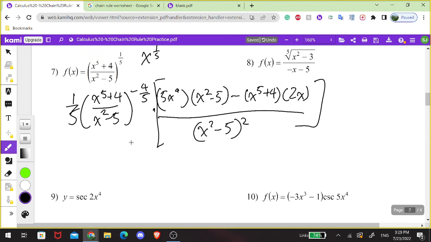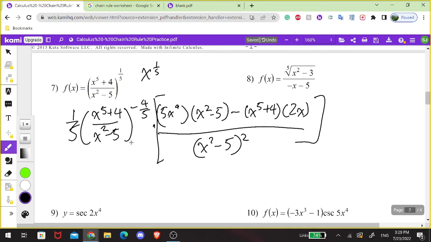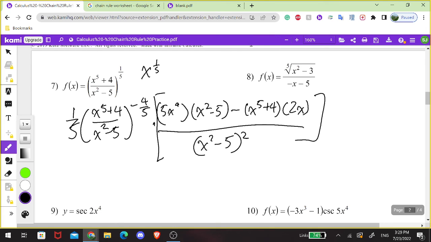Alright, number 8. This time we are using quotient rule. This giant thing is going to be a quotient rule, so we take the derivative of the top. The top is x squared minus 3 to the 1/5 power, so we pull the 1/5 down and it becomes negative 4/5. That's the derivative of the top times, oh, we forgot the chain rule. We took the derivative of the outside with respect to g of x. Now we take the derivative of g of x.